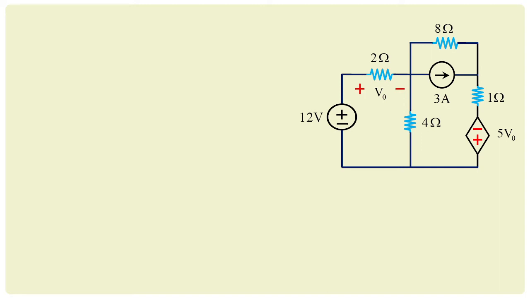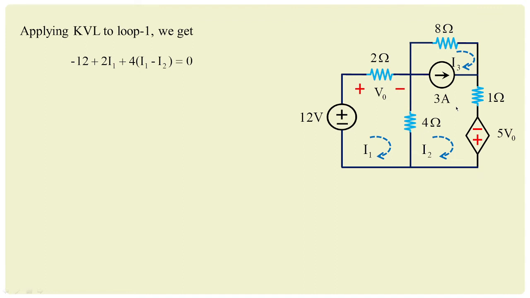Now let us solve the problem using mesh analysis. When I go for mesh analysis, I generally take the loop current directions as clockwise. You can have your own direction of currents. Then apply KVL to loop 1. You have minus 12 plus 2i1 plus 4(i1 minus i2) equal to 0. With this, you are going to get 6i1 minus 4i2 is equal to 12. Treat this as equation 1.